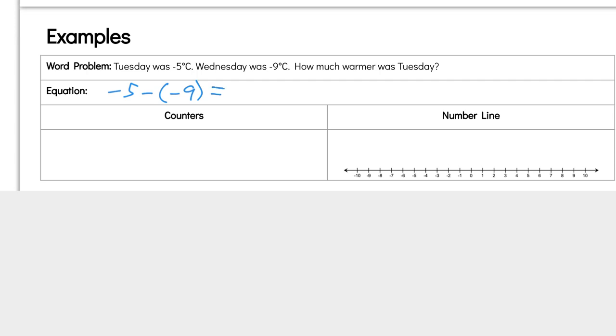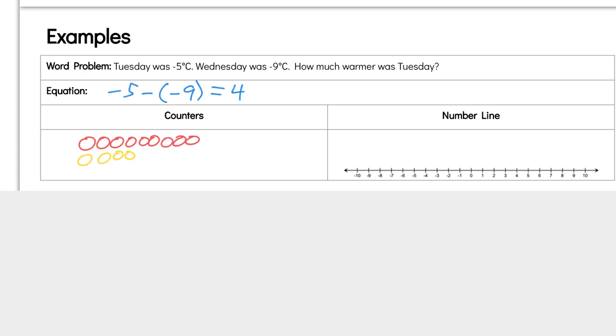Let's have a look at what that might look like. So with our counters, we start with -9. 1, 2, 3, 4, 5, 6, 7, 8, 9. Then, how many would we have to add to get to -5? 1, 2, 3, 4. So, my answer is 4. I added 4 positive counters.